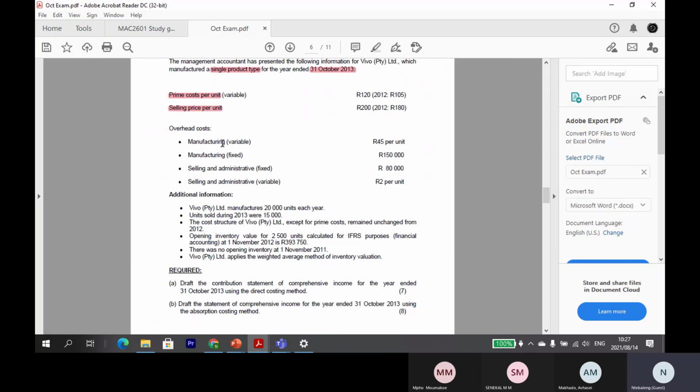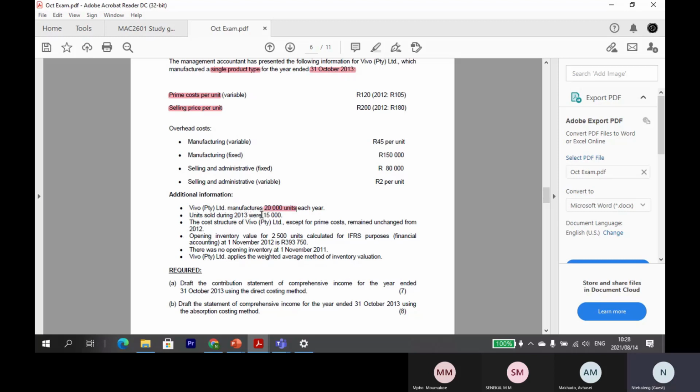Overhead costs: you've got your manufacturing variable at 45 Rand per unit, your manufacturing fixed at 150,000, your selling and admin fixed at 80,000, and your selling and admin variable at 2 Rand. Additional info: Vivo Pty Limited manufactures 20,000 units each year.